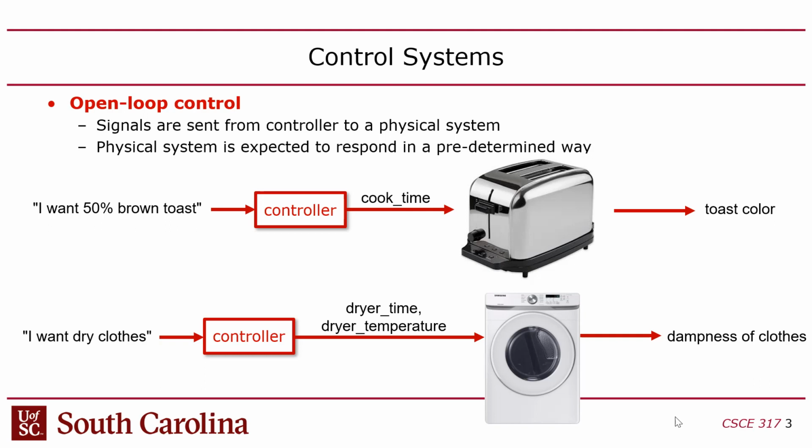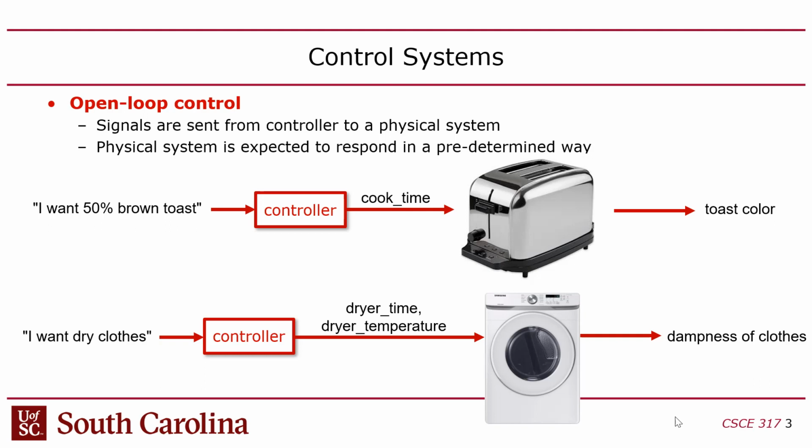And then the controller scheme that most of us have experience with is an open loop controller, where you basically give an instruction to a controller and then it sends an instruction to the plant, and then that's it. For example, toasters work this way. You dial in your setting on your toaster, and the setting is intended to convey how brown you want your toast to be.